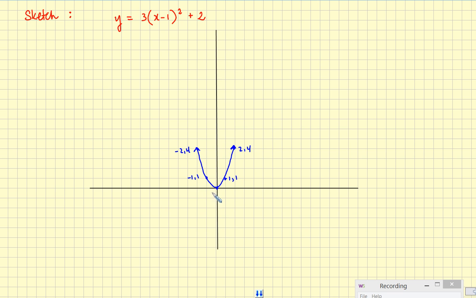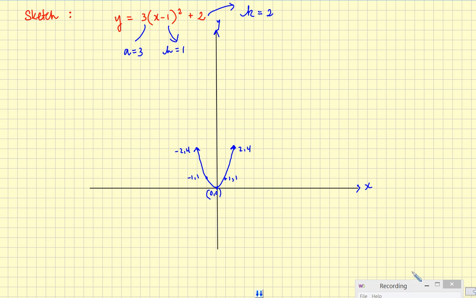So that we can see everything properly. The first thing that I would do is take care of the vertical stretch, or the value of the a, because my value of the a here equals 3, my value of the h here is equal to 1, and my value of the k here is equal to 2. So I'm going to take care of doing the vertical stretch first.